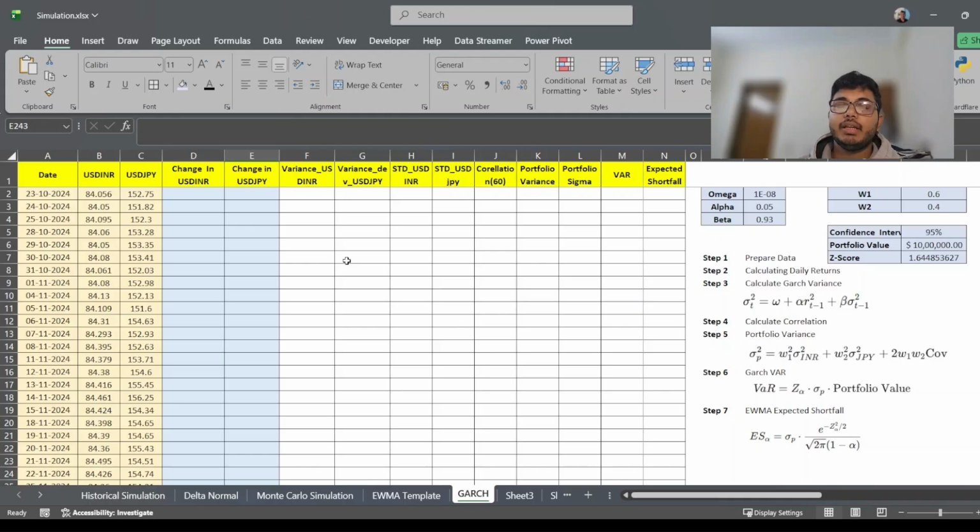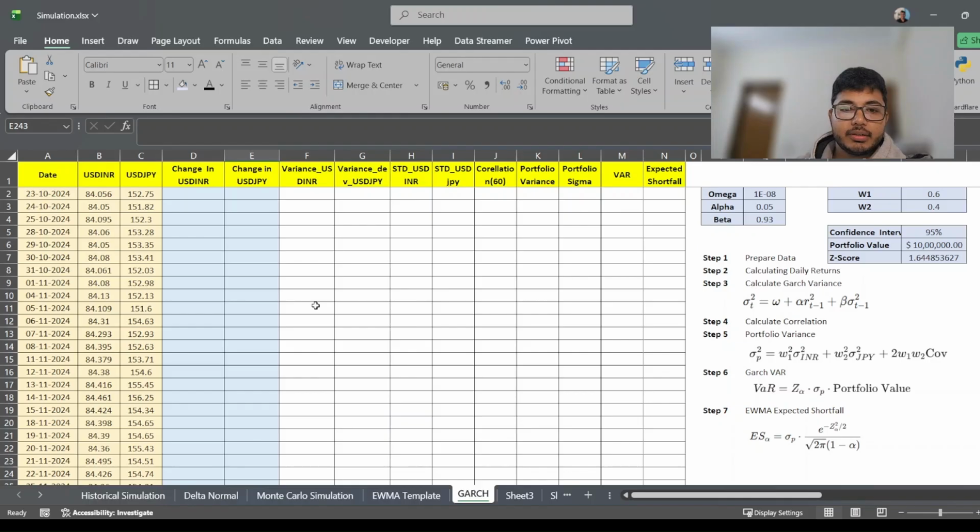Today we are diving deep into one of the most realistic and widely used volatility models in finance, the GARCH 11 model. This model is used in banks, VAR engines, hedge funds, FX trading desks, algo trading strategies, and derivative pricing. In this video, we are going to understand how the GARCH 11 model works, why we need seed variance, why we use a 60-day correlation window, and how we can calculate this portfolio VAR.